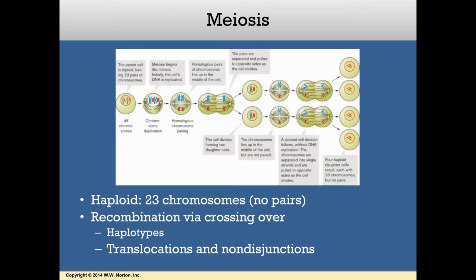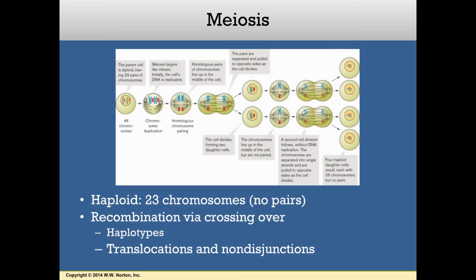Meiosis starts the same way as mitosis. The DNA replicates and the homologous chromosomes pair up. The cells then divide into two identical daughter cells, just as happens in mitosis. However, unlike mitosis, the cells then divide again, resulting in 4 daughter cells with 23 chromosomes each, but no pairs. Right before that final cell division, the homologous chromosomes can recombine their chromosomes in a process called crossing over.